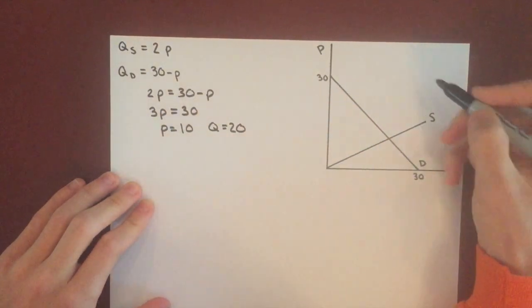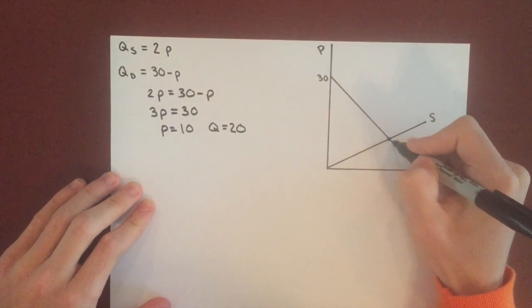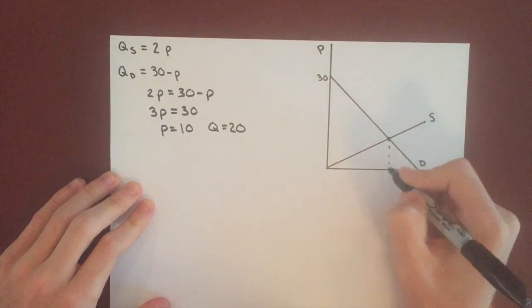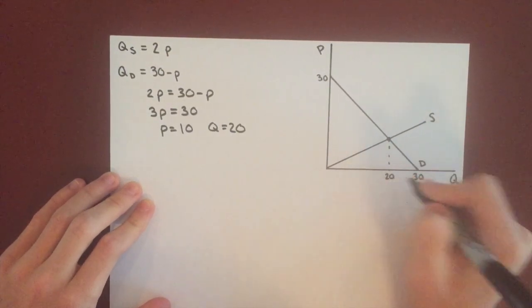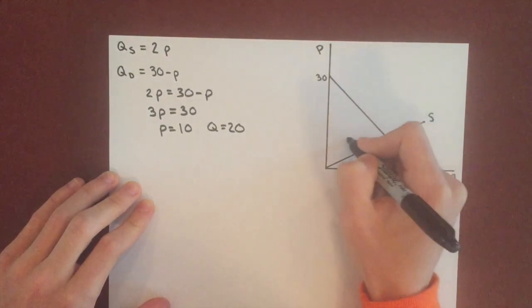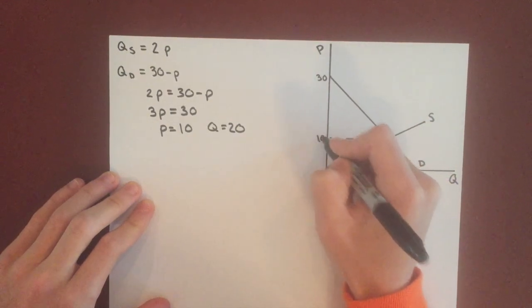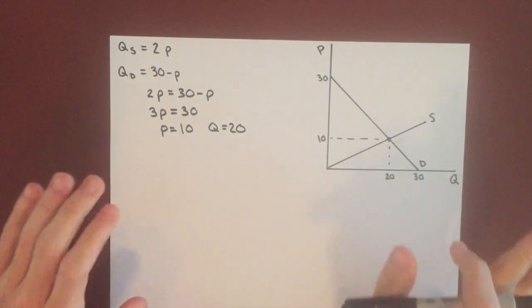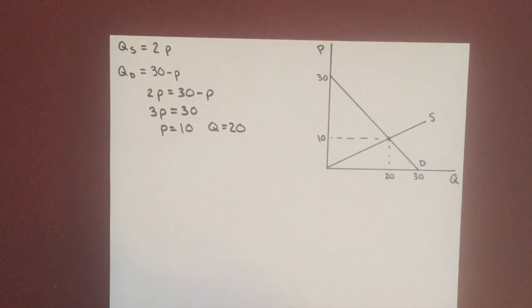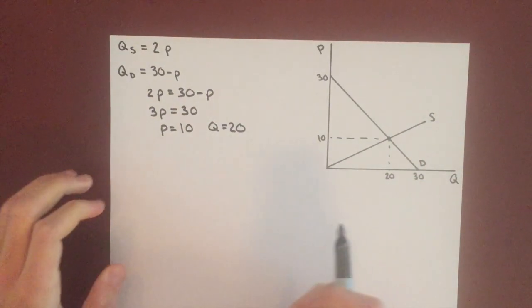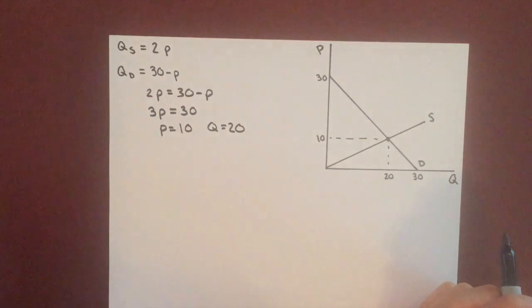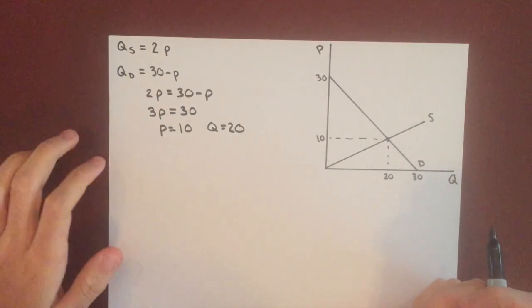So we'll fill this in on the graph over here. Our equilibrium point: quantity is 20, and our price equals 10. So that's without the sales tax, but let's say the government decides to add a sales tax of $3 to whatever good we're selling here.